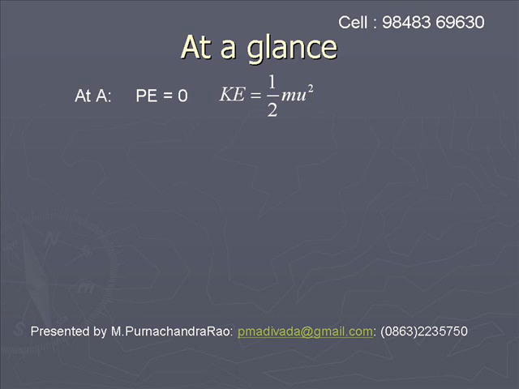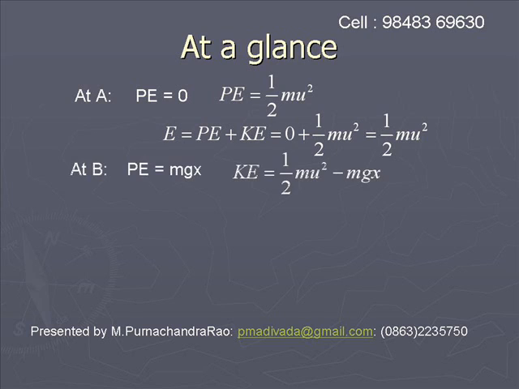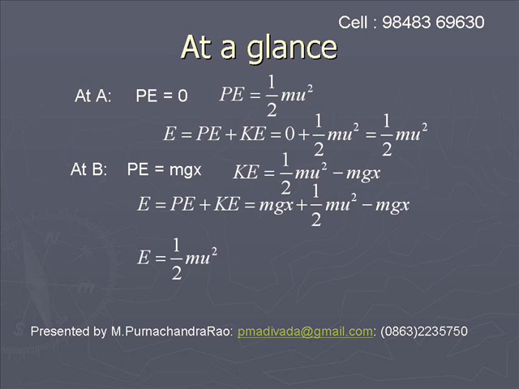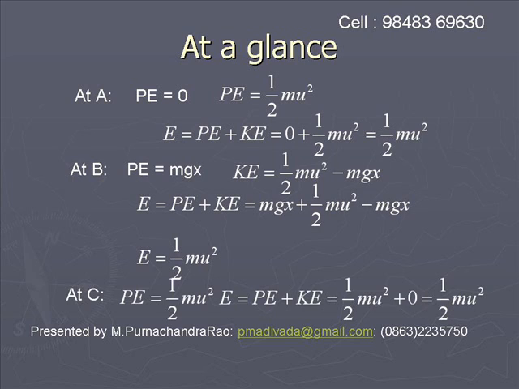At a glance, conservation law of a vertically projected body. At A, P is equal to 0, K is equal to half mu square. So total energy is PE plus KE, that is 0 plus half mu square, equal to half mu square. At B, P is equal to mgx, K is equal to half mu square minus mgx. So total energy is PE plus KE, that is mgx plus half mu square minus mgx, equal to half mu square. At C, P is half mu square and KE is 0. So total energy is PE plus KE, that is half mu square plus 0, equal to half mu square.